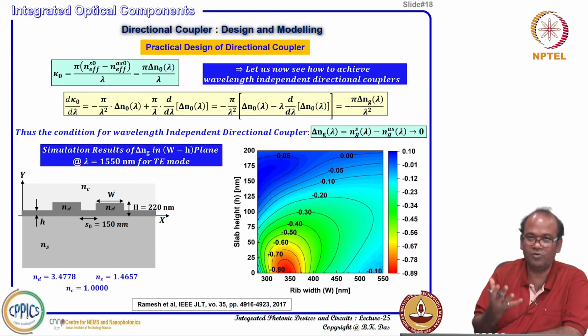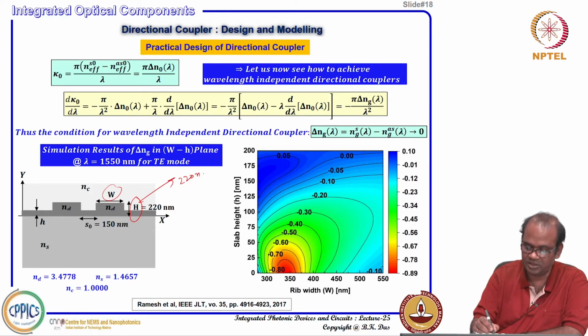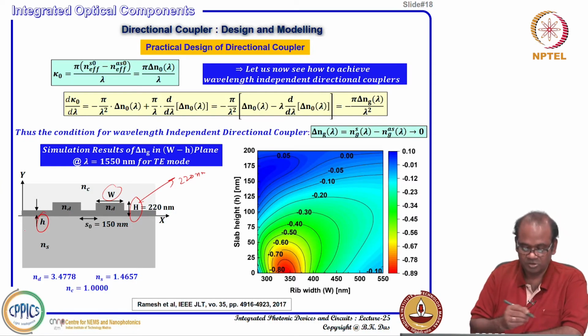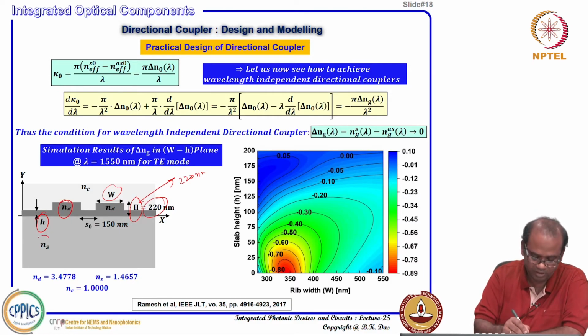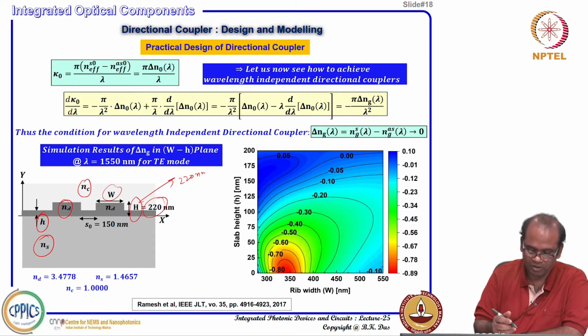Let us take in our hand what the parameters are for a silicon on insulator waveguide. You have W, and you have capital H, which is fixed at 220 nanometer, the industry standard now. Most semiconductor foundries nowadays, the silicon photonics foundries, are using 220 nanometer. Then another parameter you have is small h. In my hand, I do not have any control over 220, over ND, or over NS. I have a bit of control over NC, but that is either air or oxide. So, effectively I have control over W, h, and of course S naught.